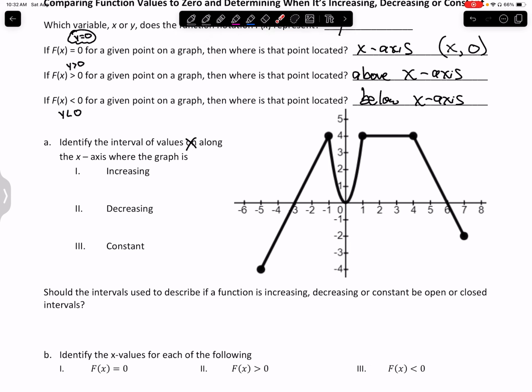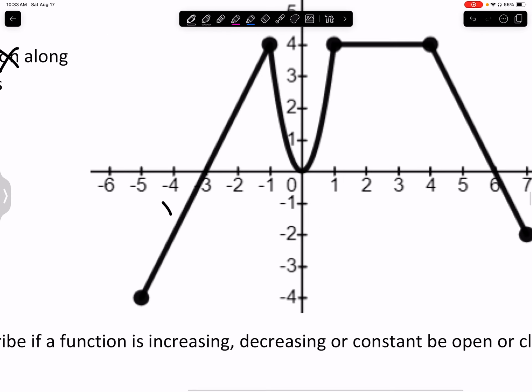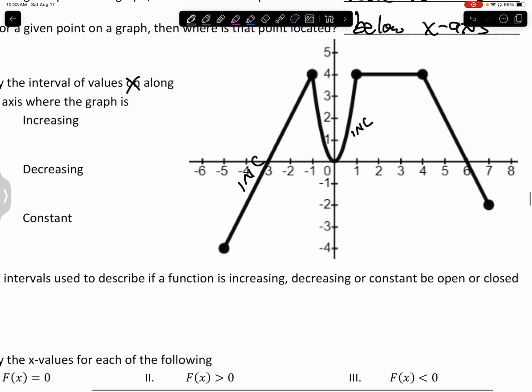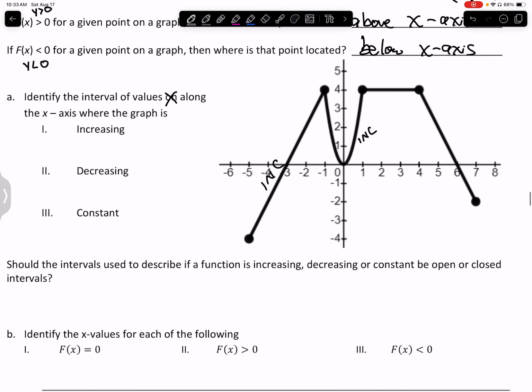Increasing means as you move left to right, the graph goes up. So if I look here, if I move left to right, the graph goes up. From here to here, the graph goes up. Those are the only places. I'm just going to write INC for increasing. So the intervals for where this graph is increasing are going to start at -5 and go to -1, in union with from 0 to 1.